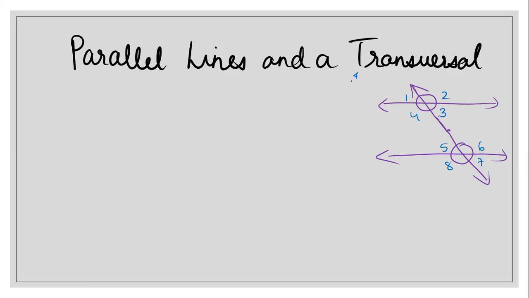So in two parallel lines, 8 angles are formed. By the way, it's not just 2 parallel lines. Two parallel lines and a transversal, 8 angles are formed.